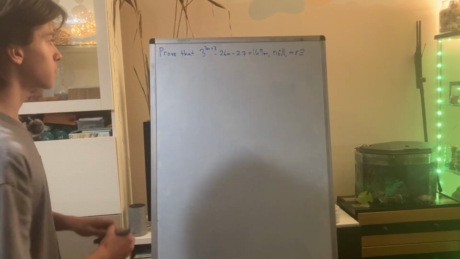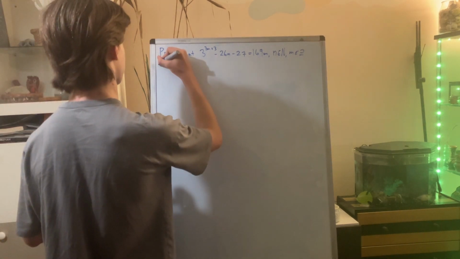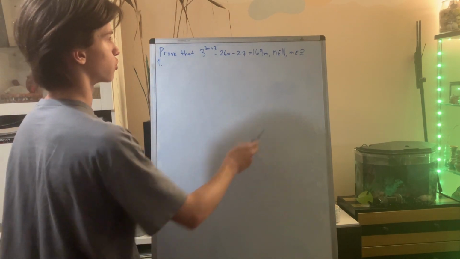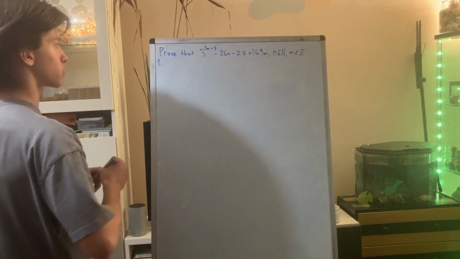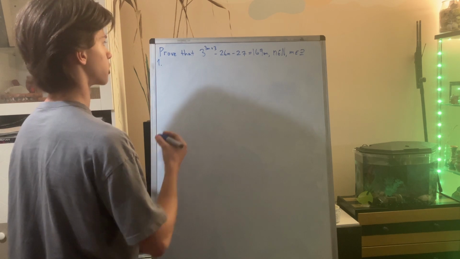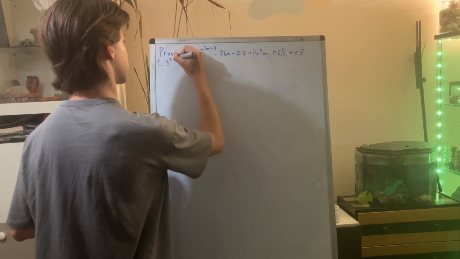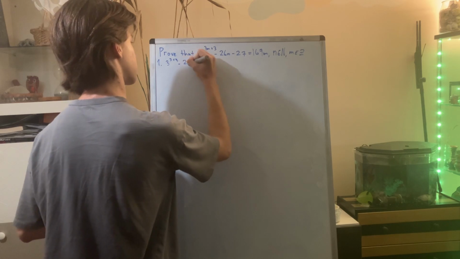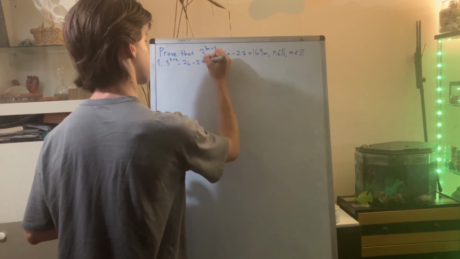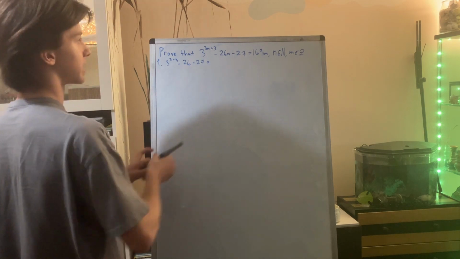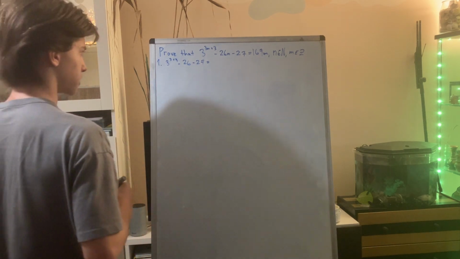All right, let's get started. First, we need a base case for induction. As always, here we have to prove that this expression is true for all n in the naturals. So we can just pick the smallest one as 1. We get 3 to the 3 times 1 plus 3, minus 26 times 1 minus 27. We have to show that it's divisible by 169, as seen.